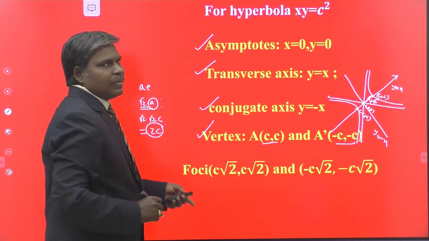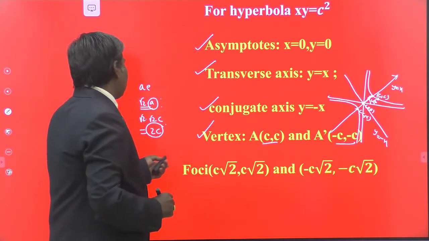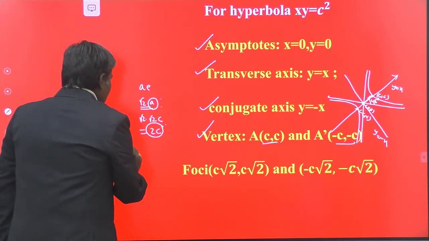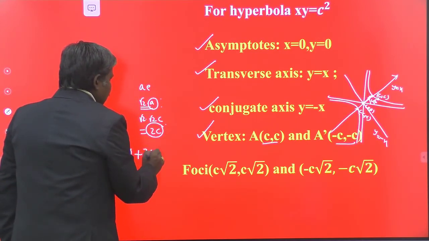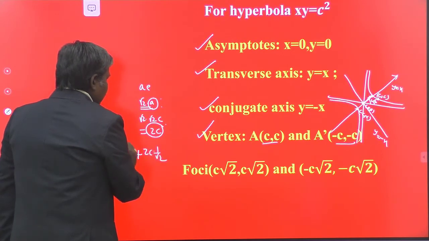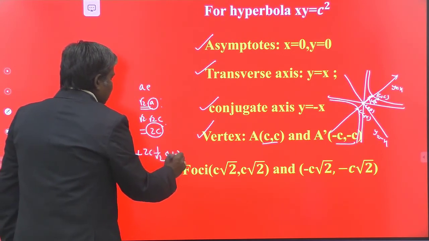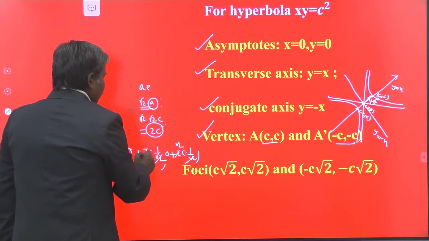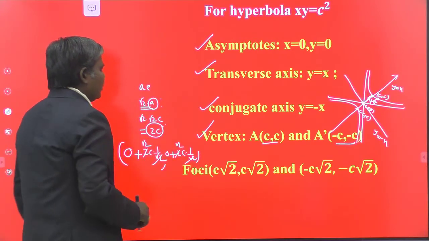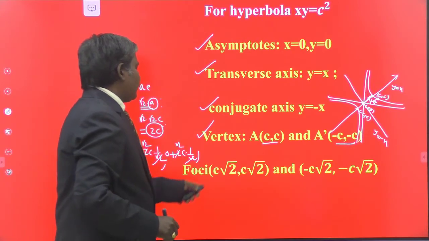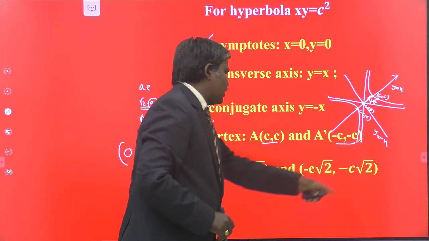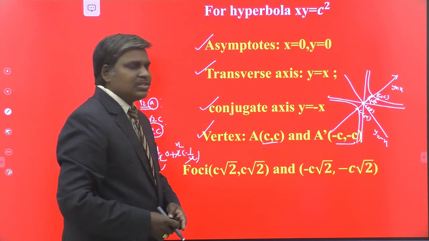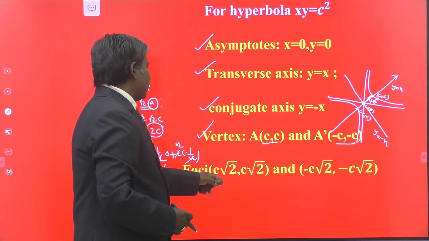So again apply the parametric equations: x is equal to x1 plus r cos theta, y is equal to y1 plus r sin theta. We have 0 plus r, meaning 2c into cos pi by 4, that is 1 by root 2, and 0 plus 2c into sin pi by 4, again 1 by root 2. So this gives root 2c comma root 2c. Therefore, similarly on the downward side we have the coordinates of S dash as minus root 2c comma minus root 2c. These are the coordinates of the foci.